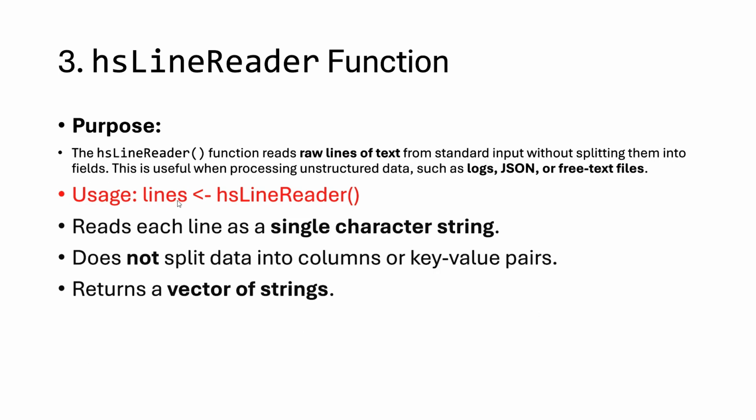What is the usage? The line reader function is indicated by HS line reader. It will read each line as a single string, as we have unstructured data in text format. It does not split the data into columns or key value pairs, as in the previous function we saw, and it returns a vector of strings. Again, the input is a raw text file and the output is a vector of strings.